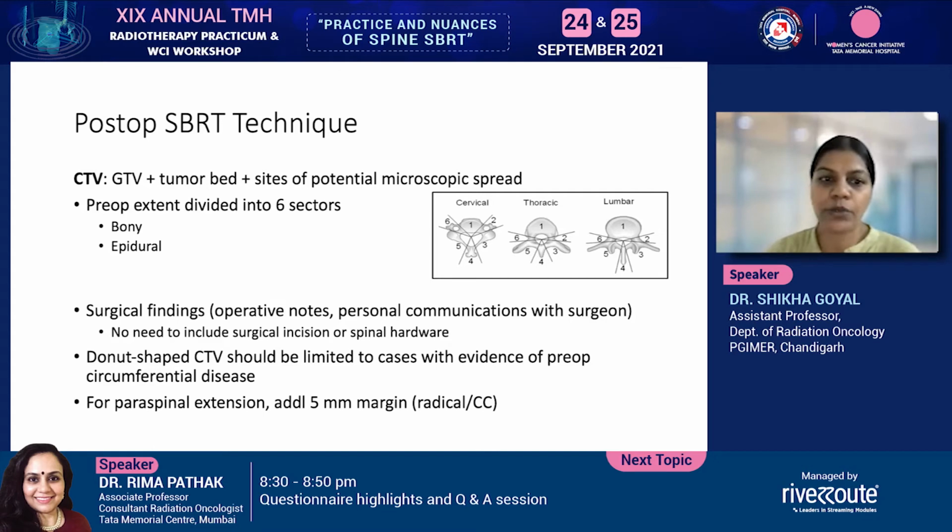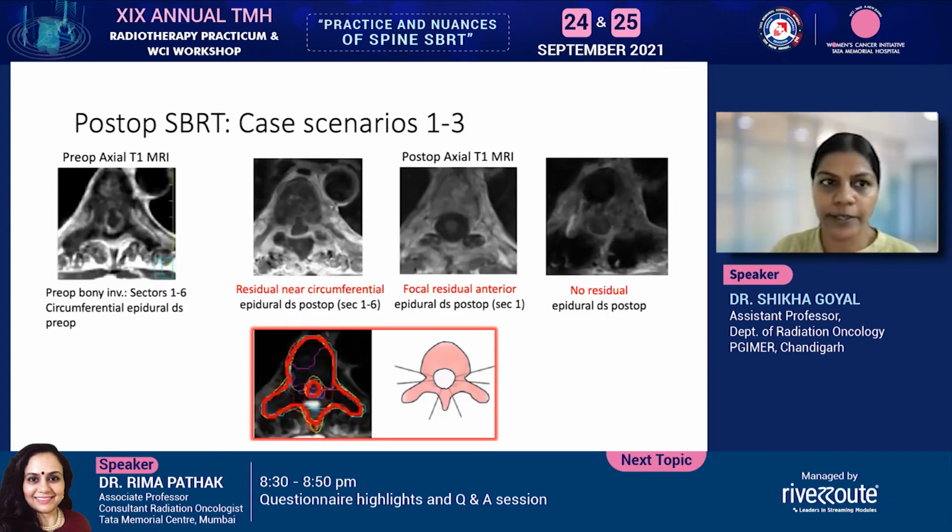Surgical findings, including operative notes and personal communications with the surgeon, have to be taken into account, but there is no need to include the surgical incision or spinal hardware. A donut-shaped CTV again should be limited to situations with evidence of preoperative circumferential disease. And as for intact bone, for paraspinal extension, an additional 5 millimeter margin in radial and craniocaudal directions may be required. I'll discuss a few case scenarios of post-op SBRT, but you can see all of them in the detailed guideline in the publication.